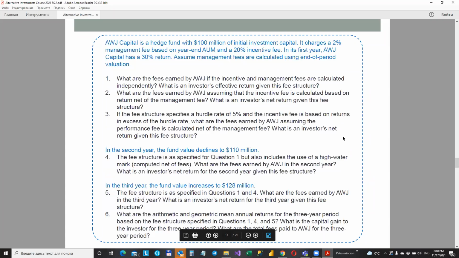Then we have two more problems. In the third year, the fund value increases to 128. So if we have the fee structure specified in questions 1 and 4, what are the fees earned by AWJ? What is the investor return? And the sixth question: what are the arithmetic and geometric mean annual returns for this three-year period? What is the capital gain to the investor over the three-year period? And what are the total fees paid to AWJ for the three-year period?